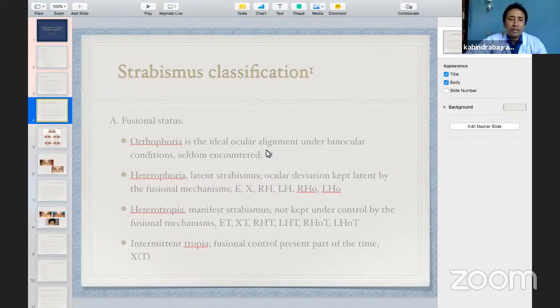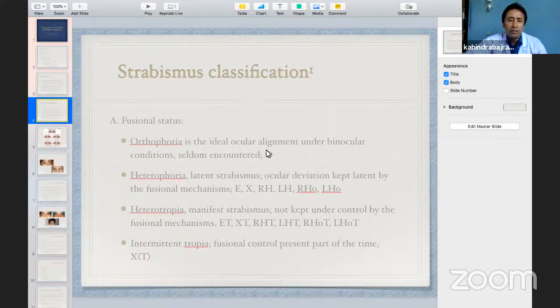On the basis of fusional status, it can be orthophoria, which is actually the ideal ocular alignment and seldom encountered. Heterophoria is latent strabismus, where ocular deviation is kept latent by fusional mechanism. It can be esophoria, exophoria, right and left hyperphoria, right and left hypophoria, and incyclophoria and excyclophoria. So heterotropia is manifest strabismus, where fusional mechanism cannot keep control and it is manifested. So it is either exotropia, esotropia, right or left hypertropia, right or left hypotropia, and incyclotropia and excyclotropia.